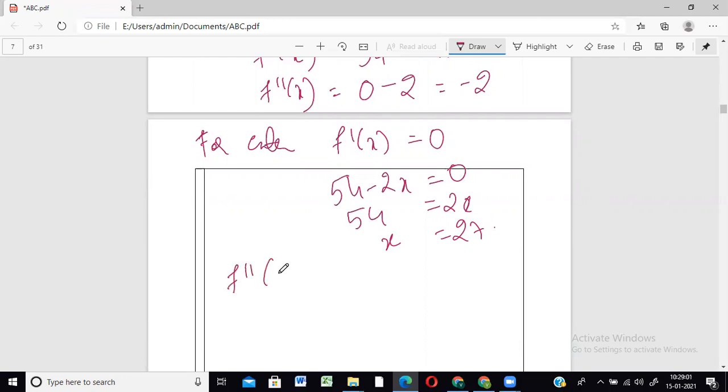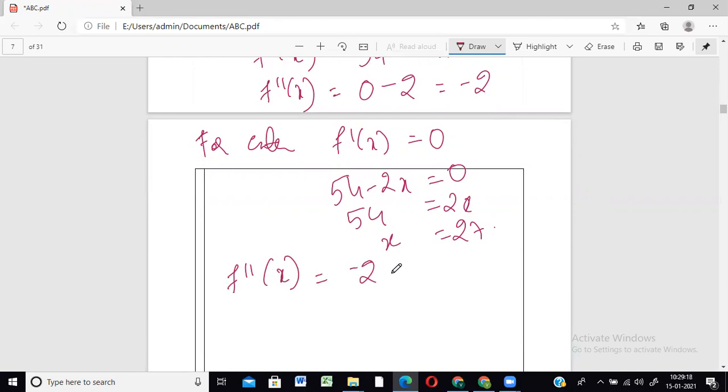Where should I substitute? In the double derivative, right? F double dash x is equal to minus 2. But do you think that even if I substitute the value of x as 27, this is going to change? No, right? Because this is a constant function. F double dash x is equal to minus 2.